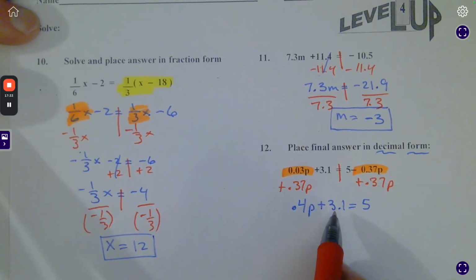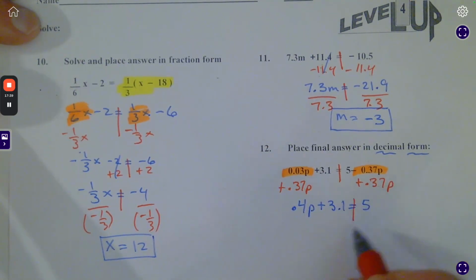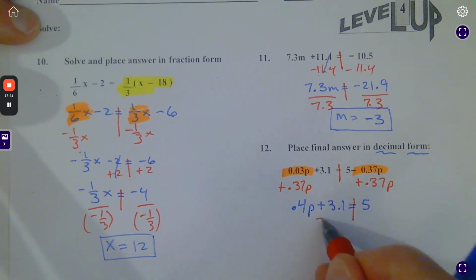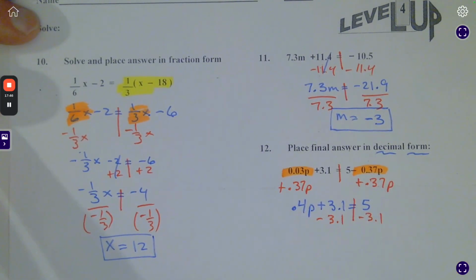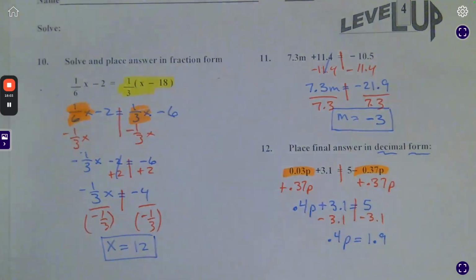That's a constant. It has a decimal point, but it's a constant. There's no variable with it, and that's a constant. So I need to combine them, but I need to move it over to combine. So I'm going to subtract 3.1 from both sides. 0.4p is equal to, what does that equal? That's 1.9. Okay. Now what I'm going to do is I'm going to divide both sides by 0.4.